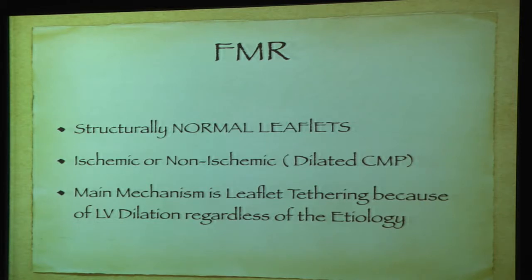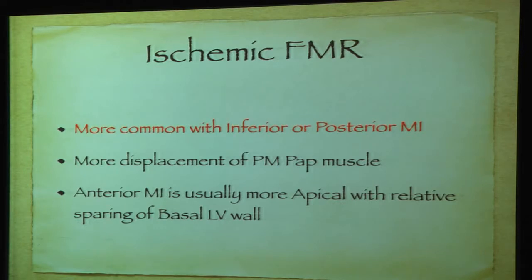You can have ischemic or non-ischemic. Non-ischemic is usually dilated cardiomyopathy, and ischemic is what we commonly deal with in the operating room. Ischemic MR is much more common with inferior or posterior myocardial infarction. Why? Because the posterior part of the annulus is least well supported, and the inferior MI will involve the basal part of the LV. When the LV dilates and stretches out, the papillary muscle gets pulled out, and that causes MR, which is much more common with inferior or posterior MI.